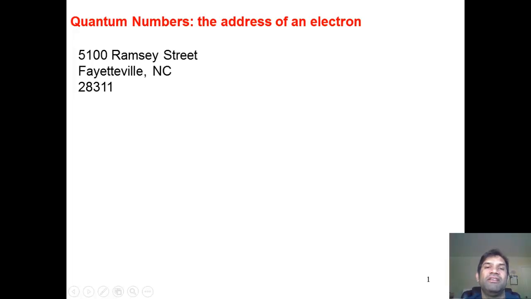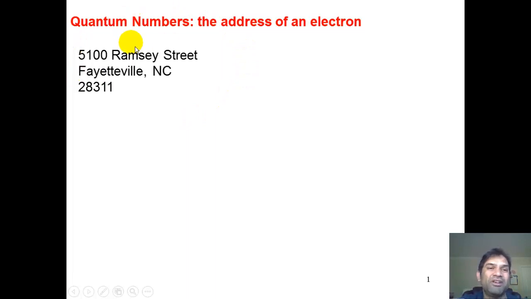So this lecture is concerning quantum numbers, which is basically the physical address of an electron. Remembering that an electron is neither a wave nor a particle, it's the best guess for determining where an electron is positioned within an orbital in an atom. The way I like to teach quantum numbers is by actually showing a real physical address.